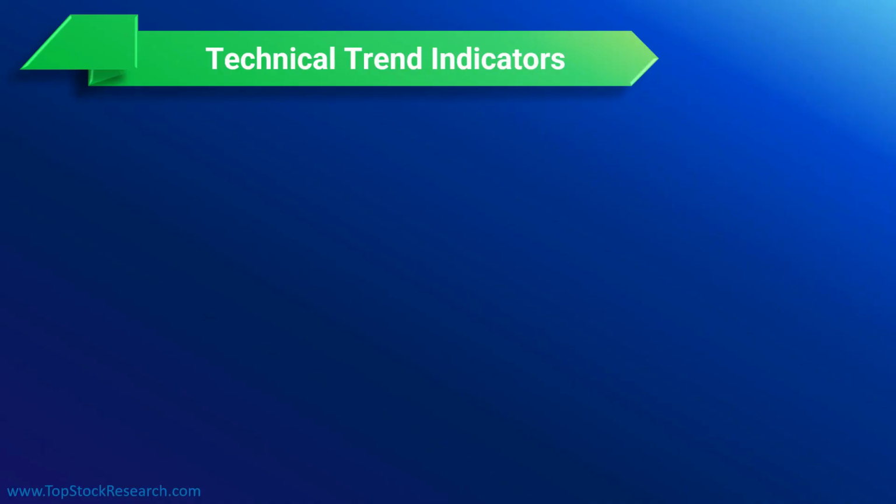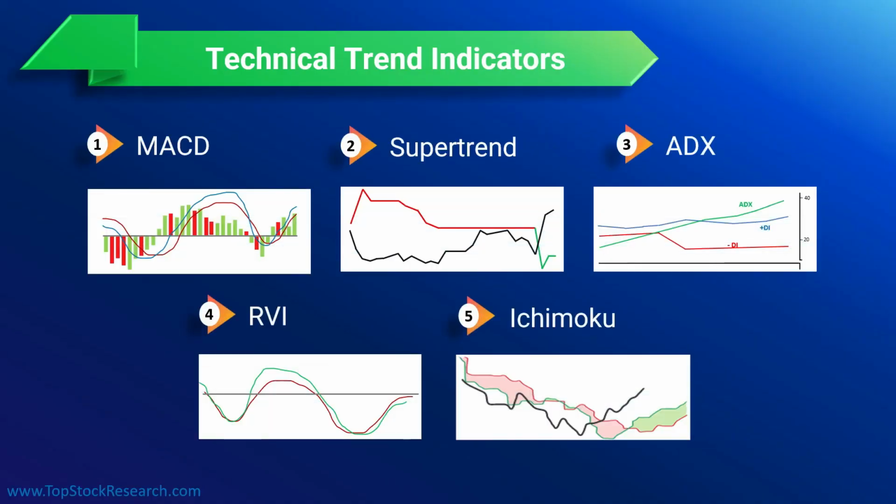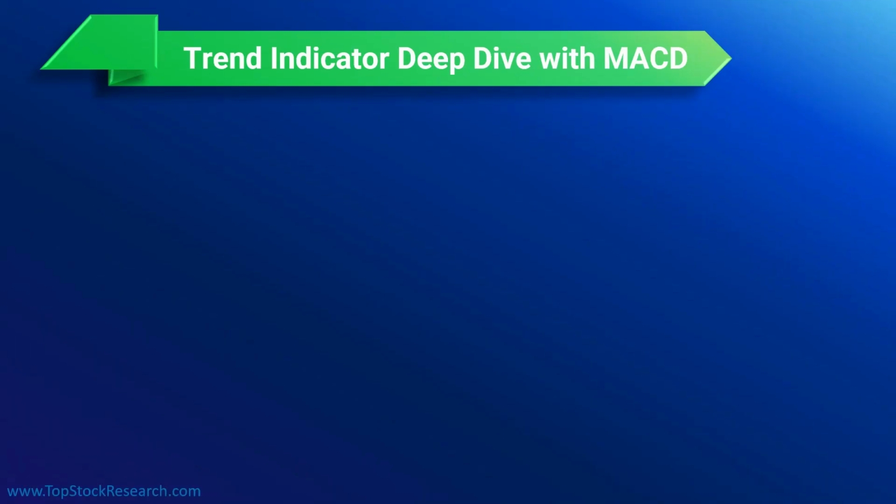Okay, so technical trend indicators: what are the typical indicators used by analysts? The popular ones I have mentioned here. One is MACD, which is Moving Average Convergence Divergence, then Supertrend, ADX, RVI, Ichimoku, and there are many more, but these are relatively more popular among the indicators available in the market. So the technical indicator deep dive would be pretty much on MACD, starting from here.